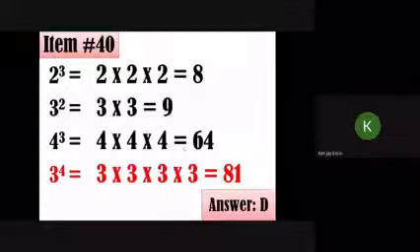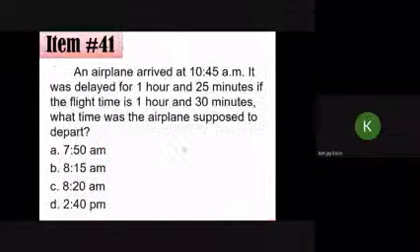41. An airplane arrived at 10:45 a.m. It was delayed for 1 hour and 25 minutes. If the flight time is 1 hour and 30 minutes, what time was the airplane supposed to depart? By the way, there should be a period here, no? Then, if. Okay. What's your answer? 7:50, 8:15, 8:20, or 2:40?